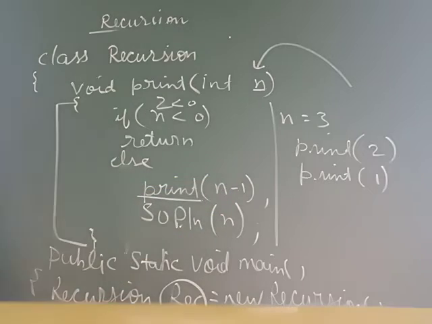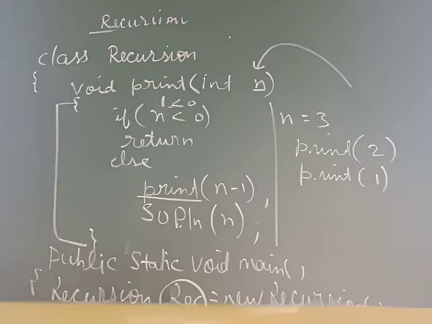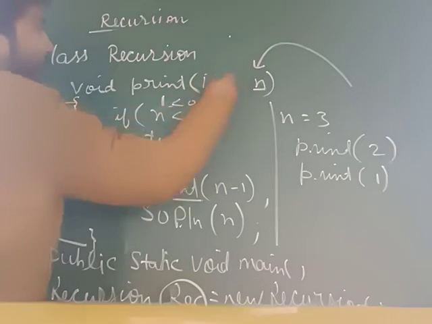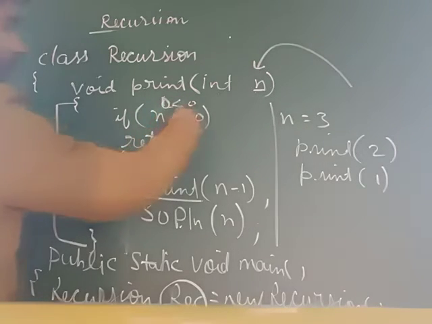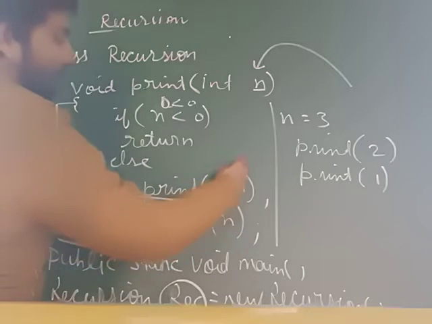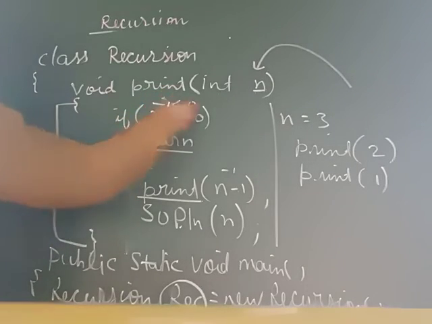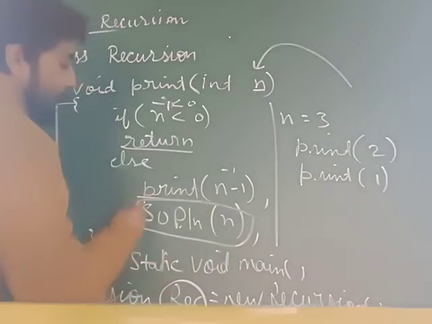After print 1 minus 1, when the value 1 goes here, is 1 less than 0? Condition here also false. So we will go to print 1 minus 1, 0. Here the value goes 0. So print is 0. Now is 0 less than 0? This condition is also false. After this, we go to print 0 minus 1, negative 1, and then it will return, because negative 1 is less than 0. This condition is true, then it returns to the System.out.println.